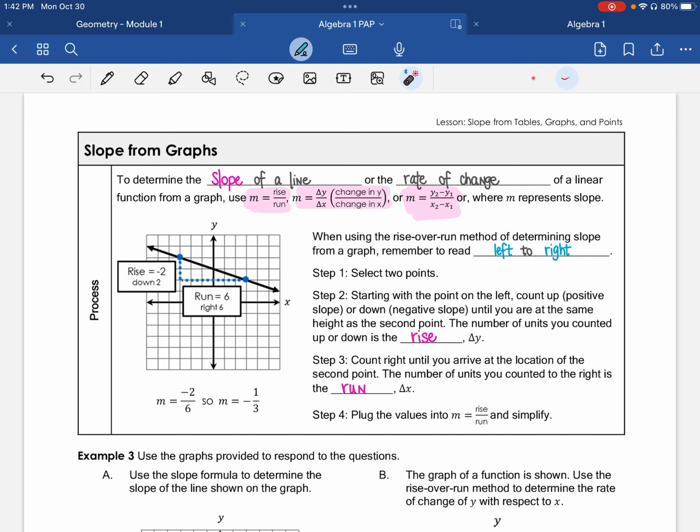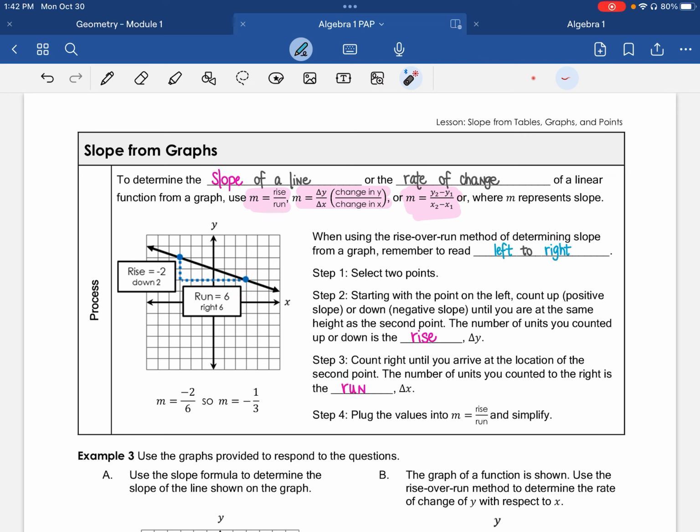When using the rise over run method to determine the slope of a graph, remember to read your graph from left to right. The first step is to select 2 points. Now, what you need to select are perfect corner points. They need to be points that are in the corner of one of the grid boxes. This one is perfect because it's the corner of this box. That one is perfect because it's the corner of this box.